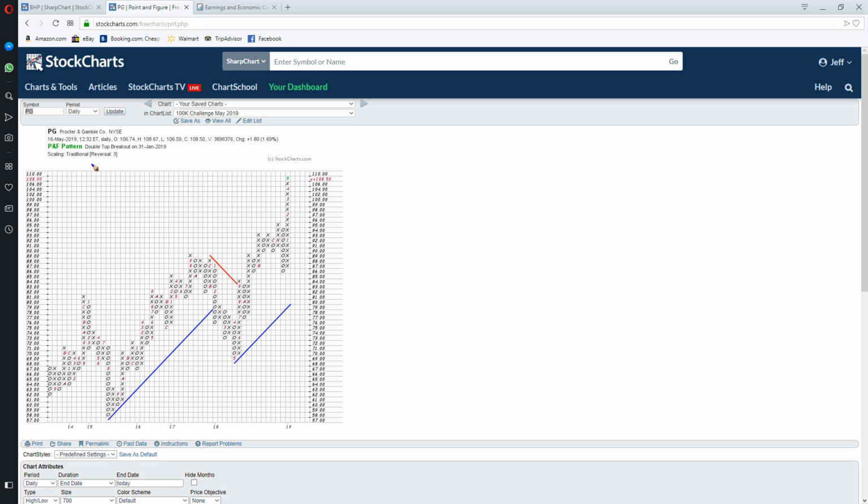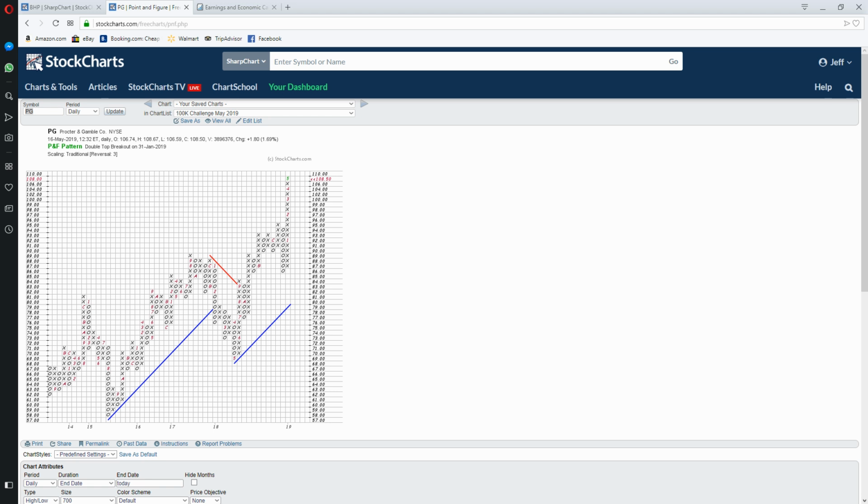Here we have Procter & Gamble. It's a double top breakout pattern on the 31st of January, and it's been bullish since. We're now in the 16th of May, right? Well, it had the breakout, still going up. It hasn't had a 3-box reversal yet to reverse the bullish pattern.